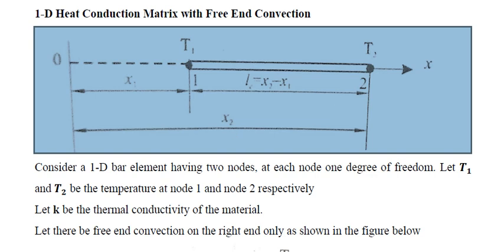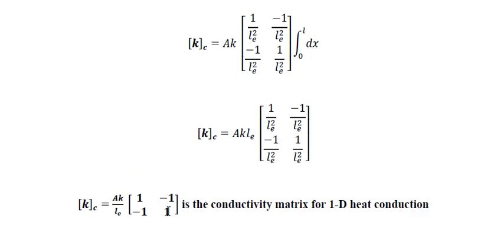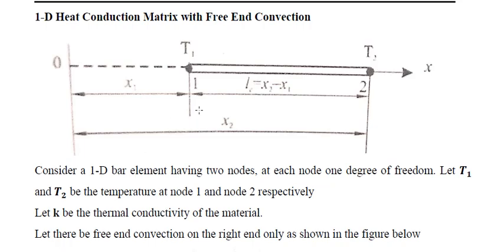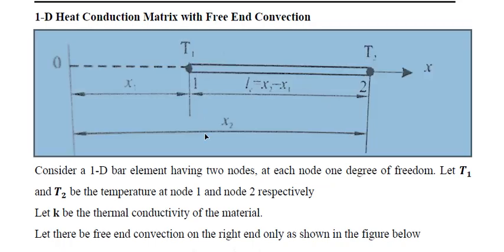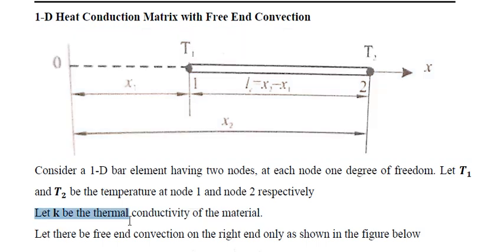Therefore the earlier conductivity matrix has a matrix size of 2 cross 2, because the total degree of freedom is 2. T1 and T2 are the temperatures at node 1 and node 2 respectively. Let K be the thermal conductivity of the material, as I told.